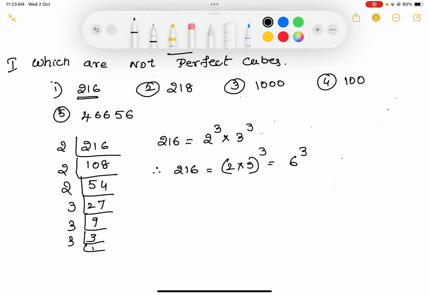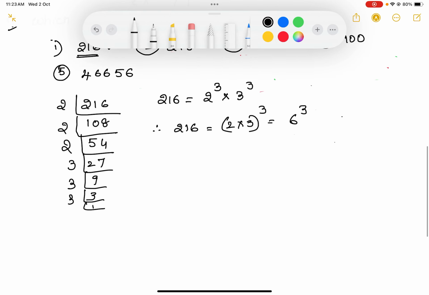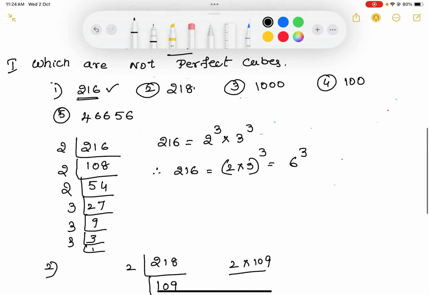So it is understood that 216 is a perfect cube. Okay, so this is the way to do the problems. Now let us take 218. 218 means, again let us do with 2: 2 times 109. This 109 is a prime number, it cannot be divided further. So 2 into 109, so it is not a perfect cube.